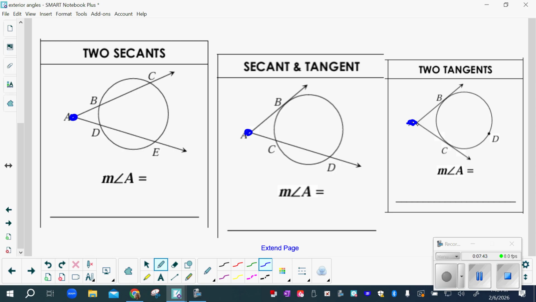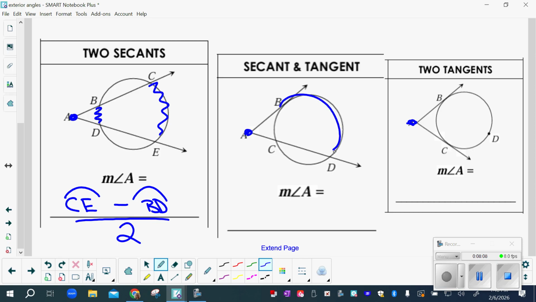If angle A is out here, then it's equal to the big arc. We're going to write CE minus the little arc BD. And we always divide those ones by 2. The smallest arc. But watch what happens on this one. It's going to be BD again, right? And it's going to be minus BC. It's going to use that B again. That's okay. I just need you to know, don't freak out if they look a little different.